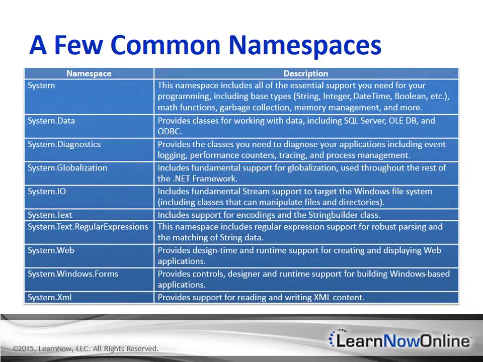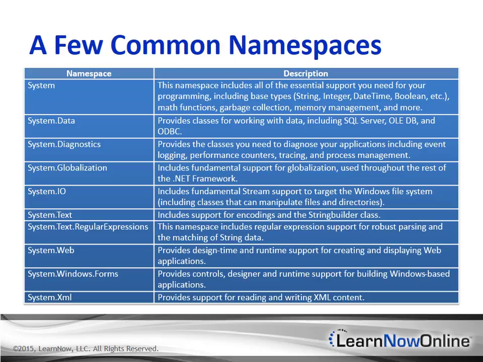And so here are a few of the most common namespaces from the base class library. There are many, many more. So the System namespace is the base namespace. It includes all of the other namespaces within the .NET framework. And it itself includes a lot of classes that are useful. So it has a lot of the essential support that you need for your programming. So a lot of the base types, including strings, integers, datetimes, booleans, and so forth, math functions, garbage collection, memory management, and more. Basically, it includes all of the stuff that pretty much every .NET application is going to need.